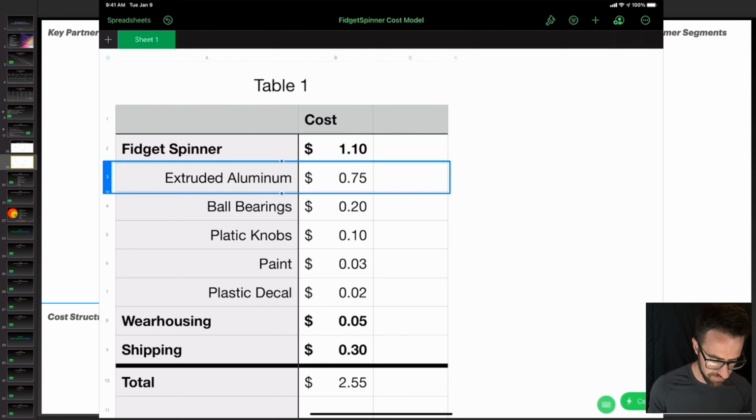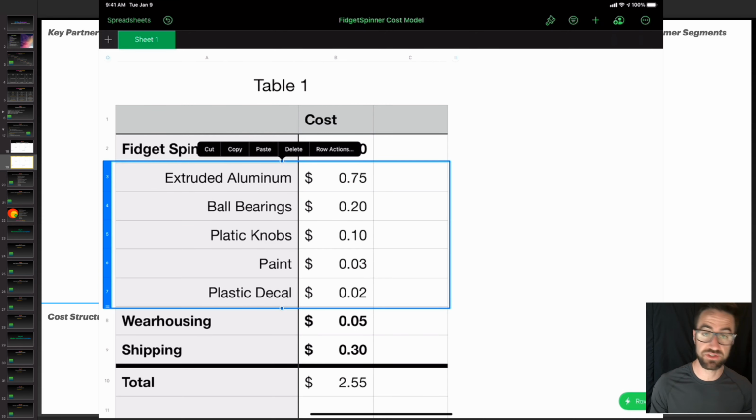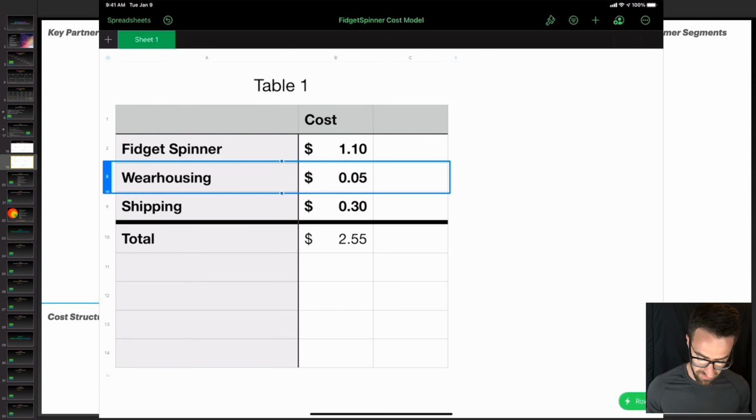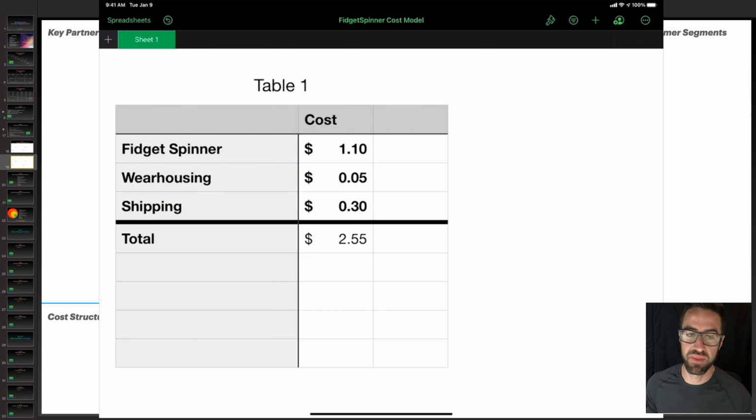In our example, we are actually going to make the assumption that we don't have control over those components because we're not designing or manufacturing a fidget spinner. For the case of the 30-day business, we're just going to buy some fidget spinners wholesale and we're going to ship them to our customers. We're going to mark up the price and then we're going to ship them to our customers. Okay?